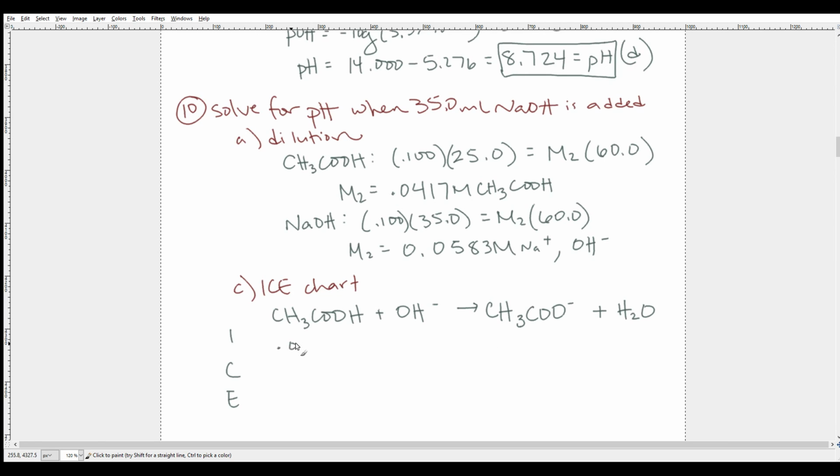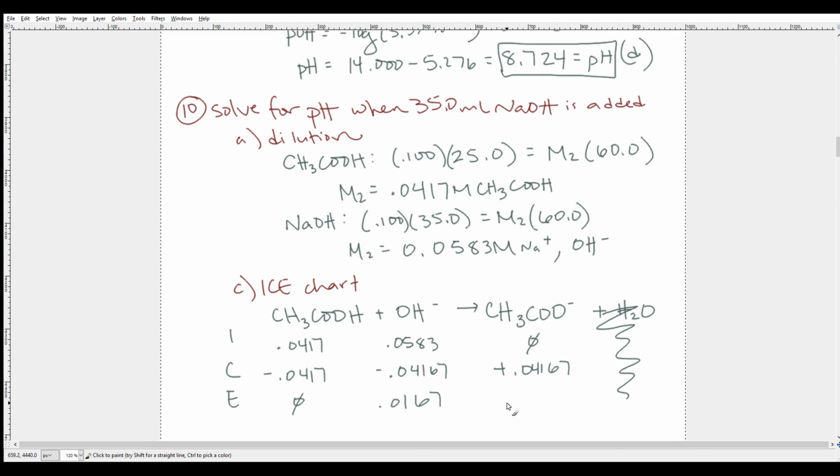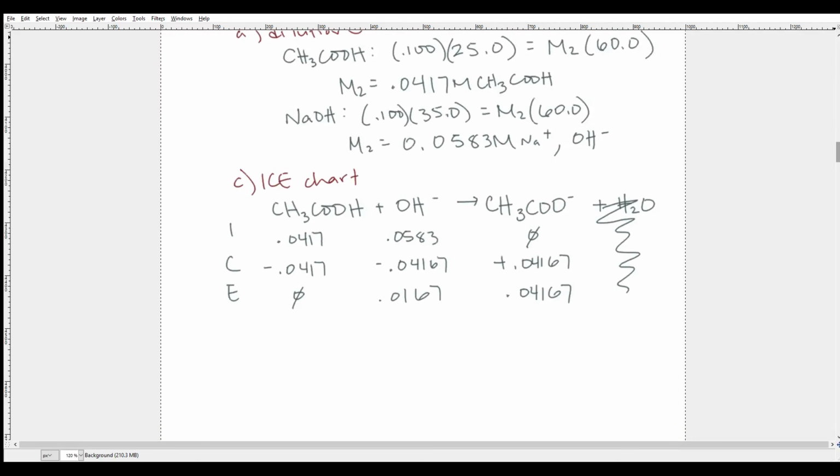So I'll put in my concentrations, and this one is 0.0583. I don't have any of that yet. Water is a loser. And since I know it gets completely used up, I can use that here, and it's my limiting reactant. 0.04167 plus 0.04167, gone, and that becomes 0.04167.